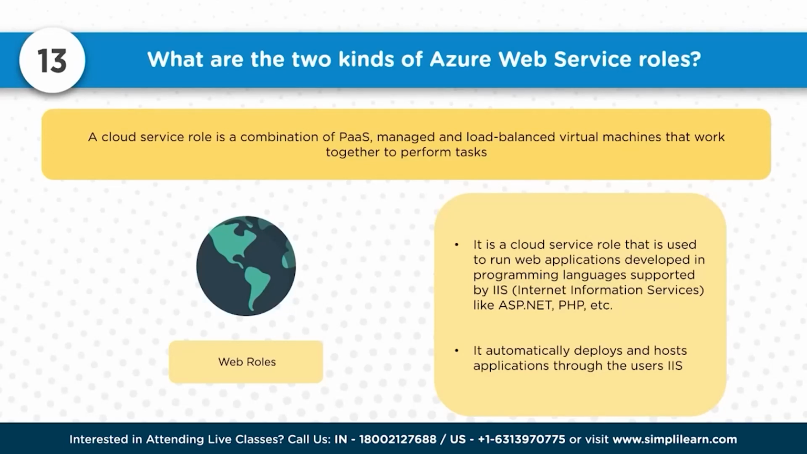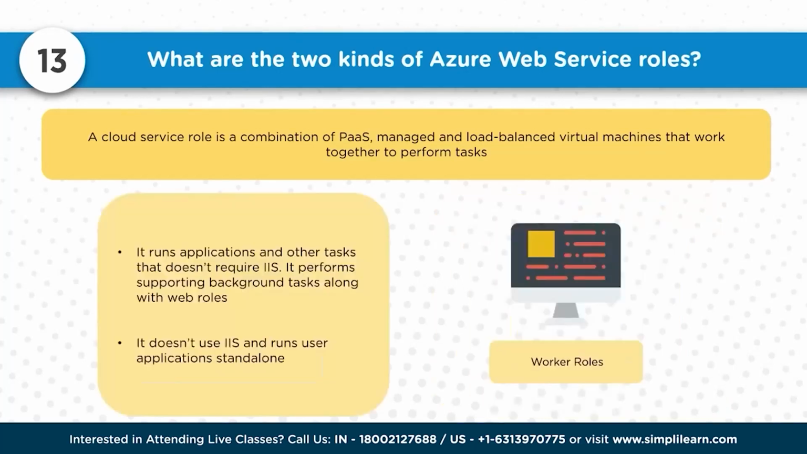And majorly they support IIS, Internet Information Service, and they support ASP.NET, PHP, Windows Communication Foundation, and so on. So that's web roles. And these web roles automatically deploy and host applications through the user's IIS, Internet Information Service. On the other hand, worker roles are roles that run applications and service-level tasks which generally do not require IIS. So IIS is actually the differentiating factor. So in worker roles, IIS is not installed by default.